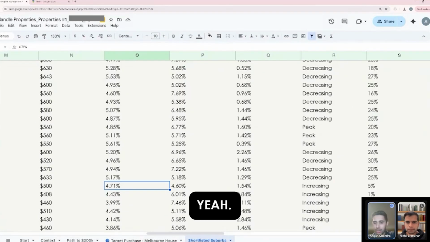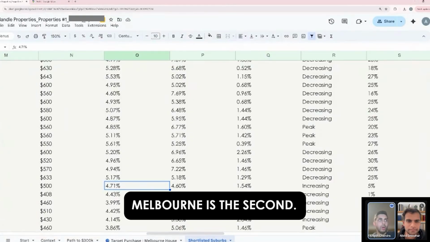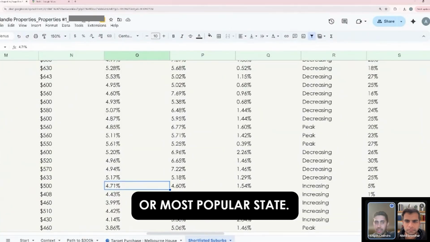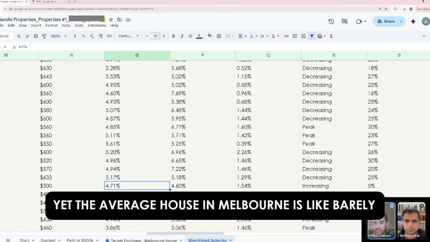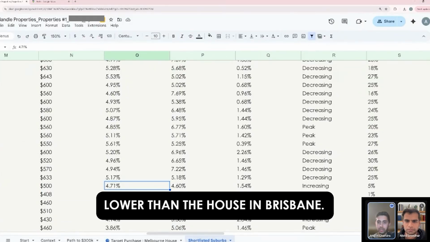Yeah. And the way we also see it is, it's actually crazy. Victoria, I think, is already now the biggest or most populous state. Melbourne is attracting the most net immigration. Yet the average house in Melbourne is almost the same price as a house in Adelaide, and lower than a house in Brisbane.